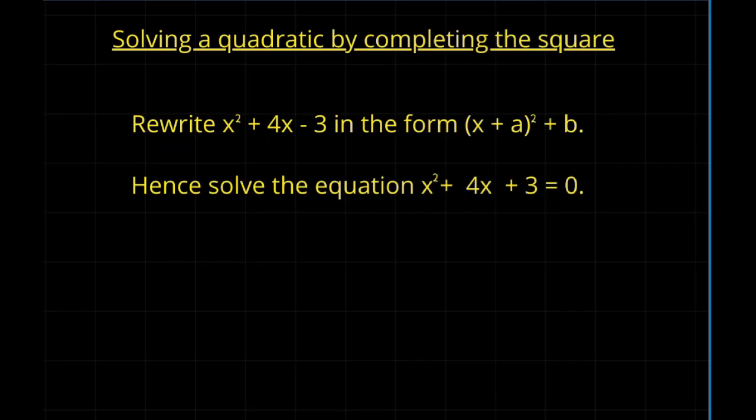Hi, I'm Phil Vashuran from Right Maths, and today I want to talk about solving a quadratic by completing the square. Well, this is a typical question, and it says rewrite, and I've written a quadratic there in the form x plus a squared plus b. And then it goes on to say, hence solve the equation, the quadratic equals 0. Well, the first part of the question, rewrite in the form x plus a squared, is called completing the square. So let's look at that now.